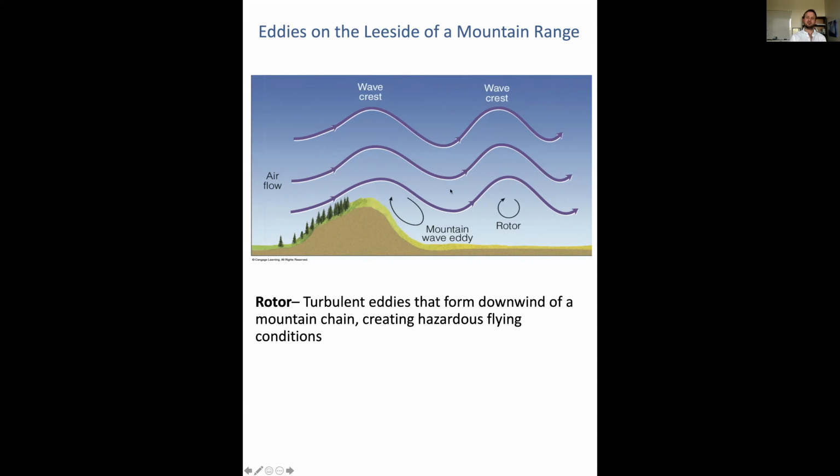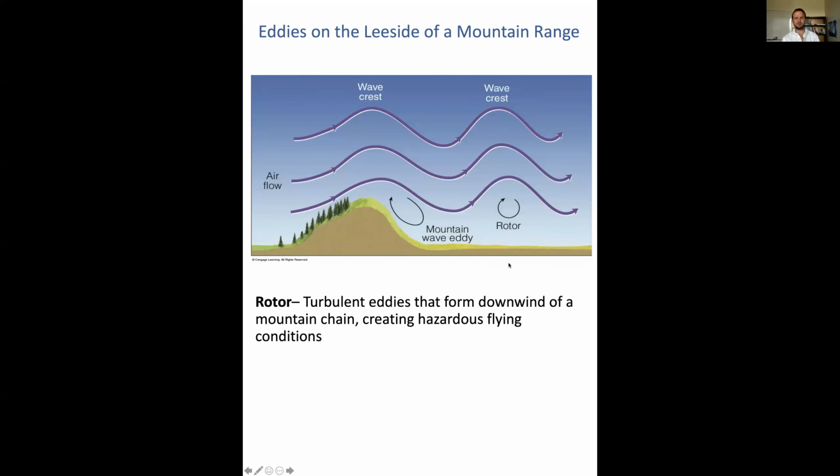And beneath these waves, we can get eddies where the flow gets extremely turbulent. I don't know if any of you have ever experienced turbulence when descending into Denver International Airport. Well, that's due to these rotors that exist within the downwind pattern of the westerly flow, because the Rocky Mountains are really forming this barrier.